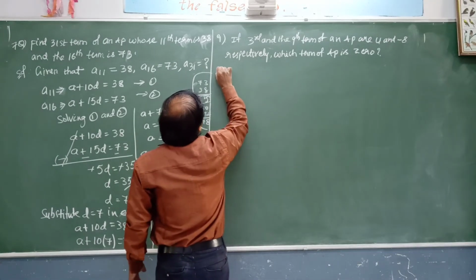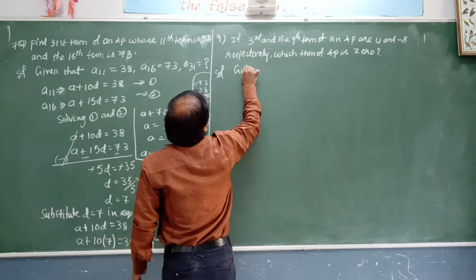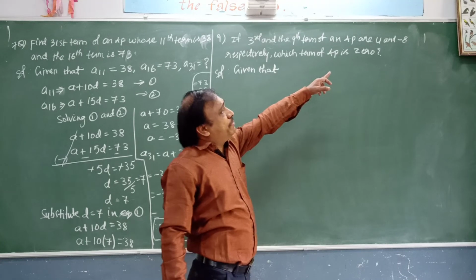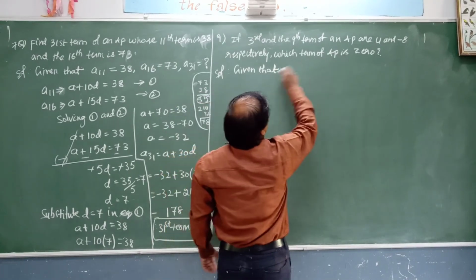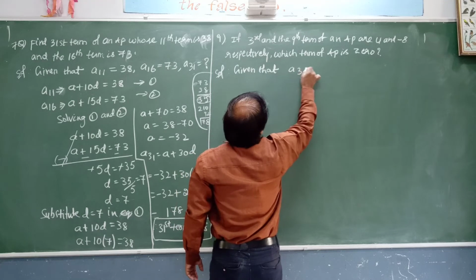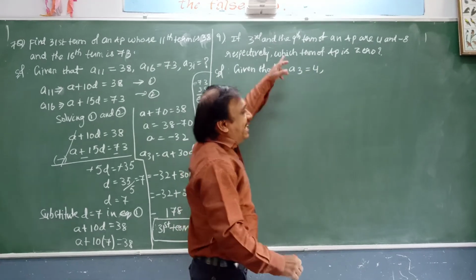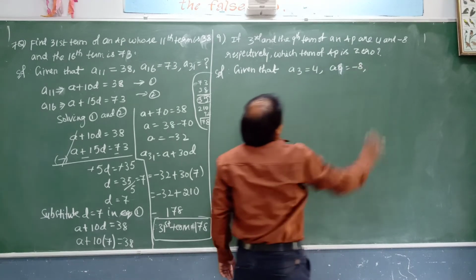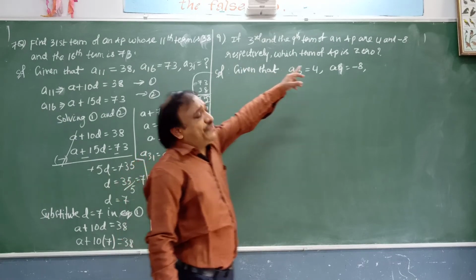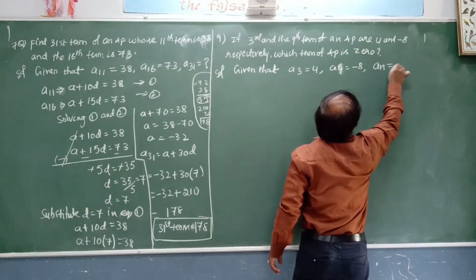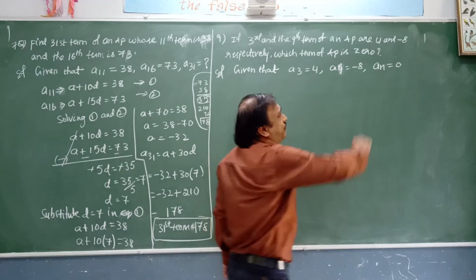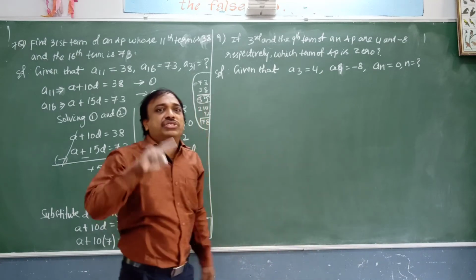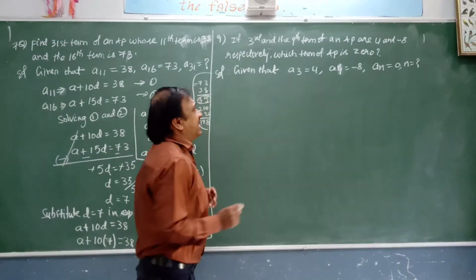So, given that the third term and ninth term of the AP are respectively 4 and minus 8. So A3 is equal to 4 and A9 is equal to minus 8. Next, which term of the AP is 0? That means here he gave AN is equal to 0. And what do we have to find out? We need to find n, the number of terms. N is the question mark over here.